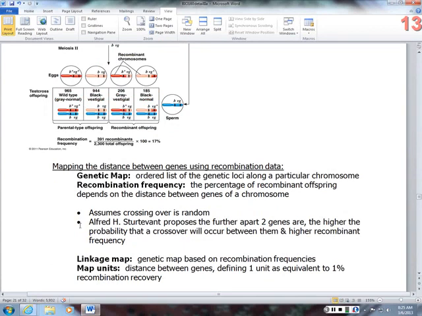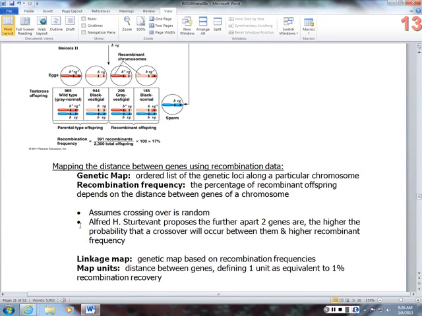So genetic maps are going to be ordered lists of the genetic loci along a particular chromosome. This was one of the first ways that they actually started to map things. They would take a chromosome and say, well, we know this gene is located here relative to this gene. So it would give you an idea of the order the genes are in on the chromosomes.